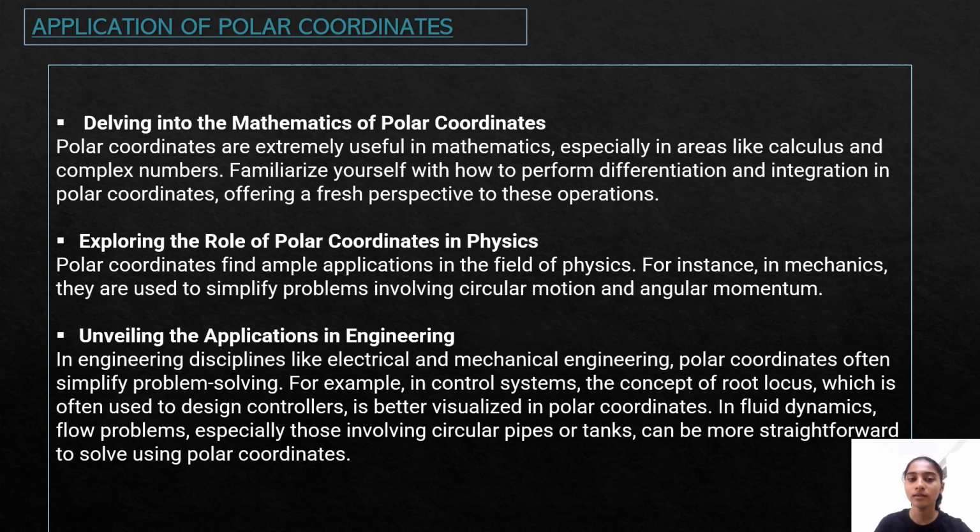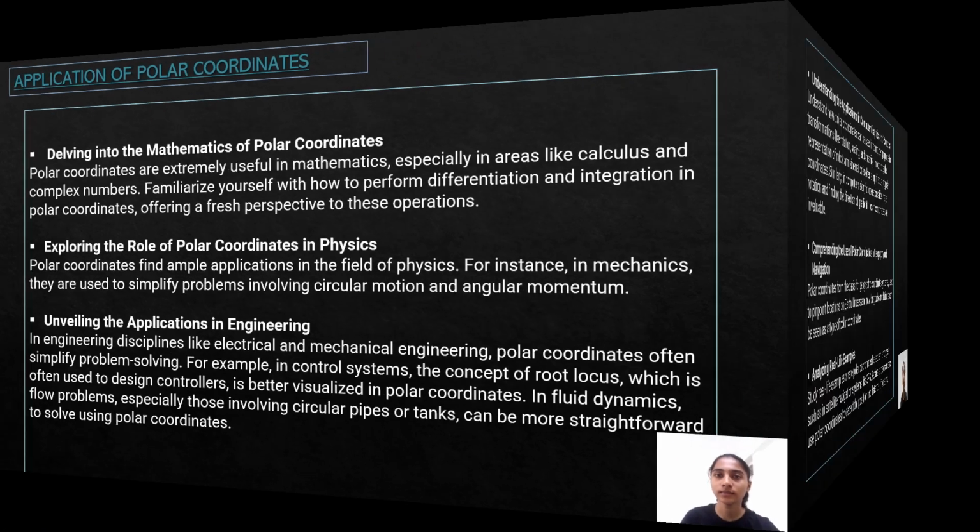Third one is unveiling the application in engineering. In engineering disciplines like electrical and mechanical engineering, polar coordinates often simplify problem solving. For example, in control systems, the concept of a root locus, which is often used to design controllers, is better visualized in polar coordinates. In fluid dynamics, flow problems, especially those involving circular pipes or tanks, can be more straightforward to solve using polar coordinates.